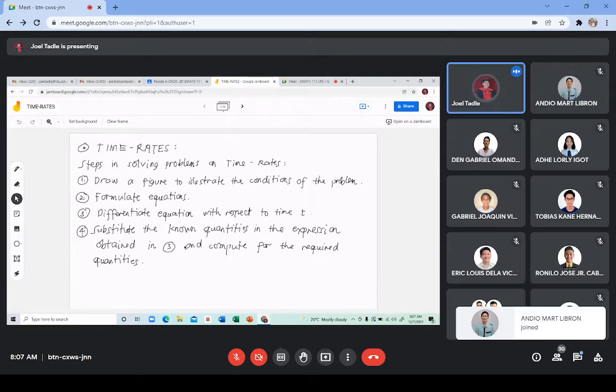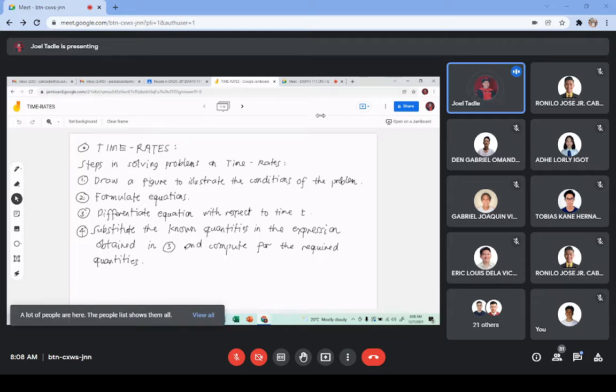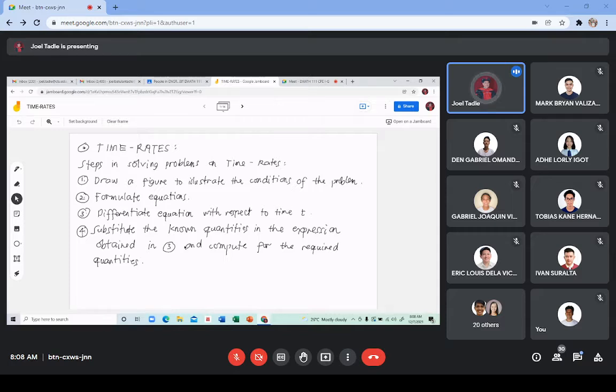So we have here steps in solving problems on time rates. First step, draw a figure to illustrate the conditions of the problem. Second, formulate equations. Third, differentiate the equation with respect to time t. Then substitute the known quantities in the expression obtained in step 3 and compute for the required quantities. So those are the steps in solving time rates. To apply these steps, we have this first example.